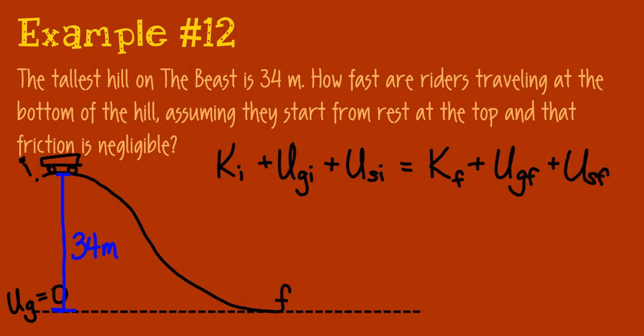Then I'll go through and cross out any types of energy that my object does not have at these points. For example, at my initial point, it says, assuming they start from rest. So if it's not moving, kinetic energy is 0. I also notice that I don't have a spring anywhere in this problem, so we're not going to be dealing with elastic potential energy. At the bottom of my motion, my car is at the reference level. That means gravitational potential energy is 0. So I'm left with the fact that initial gravitational potential energy is equal to final kinetic energy.